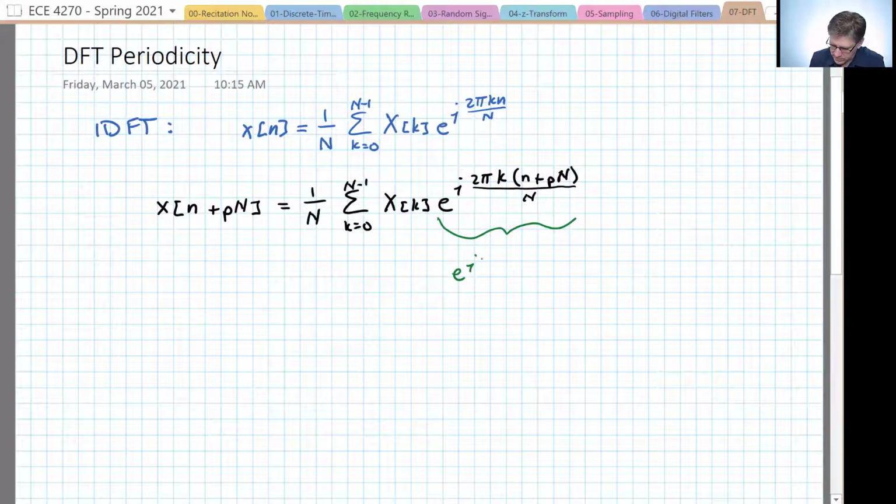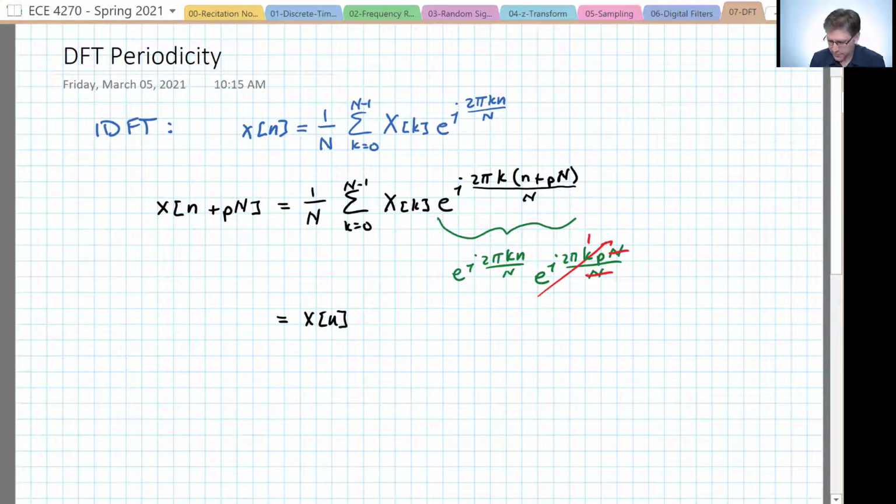So this is going to be e to the j 2 pi k n over N times e to the j 2 pi k p capital N over N. And of course, the capital N's divide out, and then we have e to the j 2 pi times an integer. So this whole thing is going to become 1, and we find that we're back to our original inverse DFT. And we see that when we evaluate something with the DFT and then later go back and evaluate the inverse DFT, we get a periodic signal.